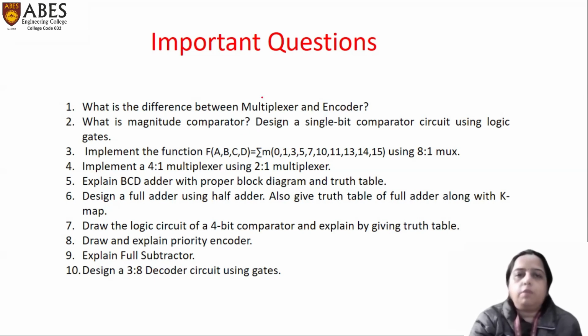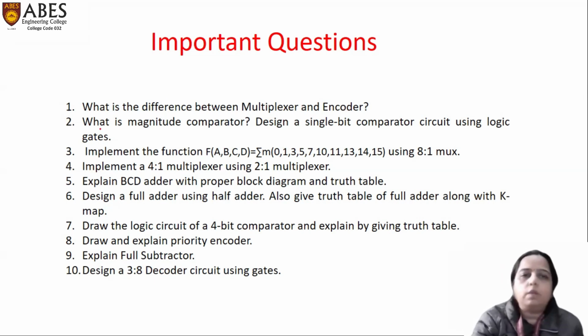Whenever you have to write the difference of these two, we will write in a tabular form. First of all, we will write what is a multiplexer, what is an encoder. Then we will see what exactly the differences are. So 2 to 3 differences we have to write while writing the answer of this question.